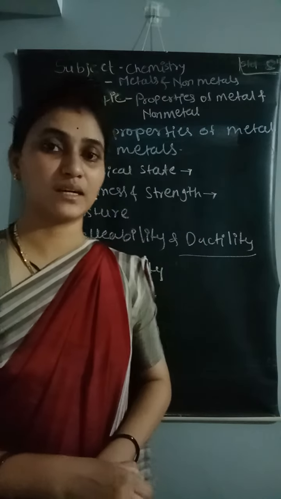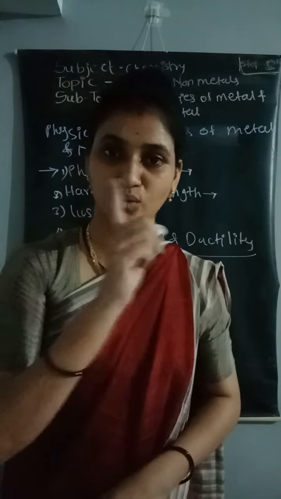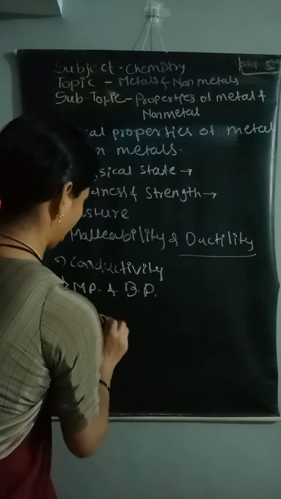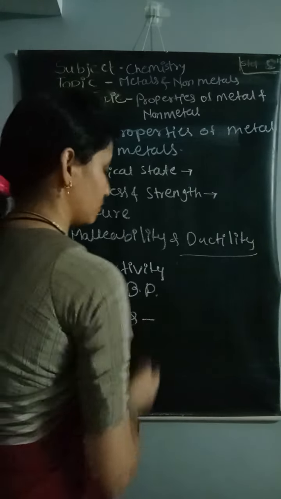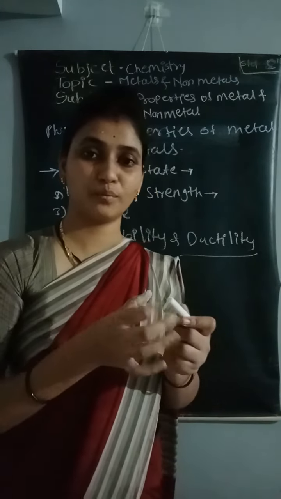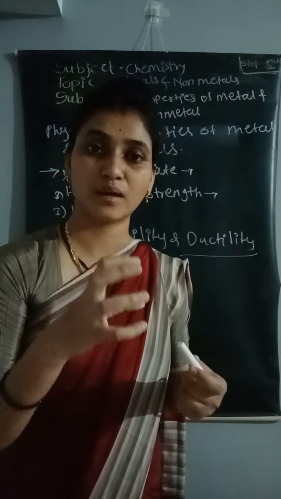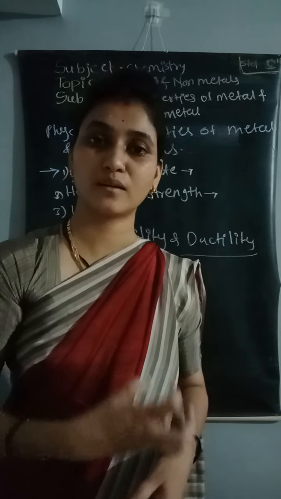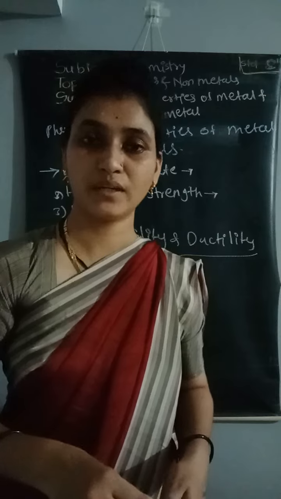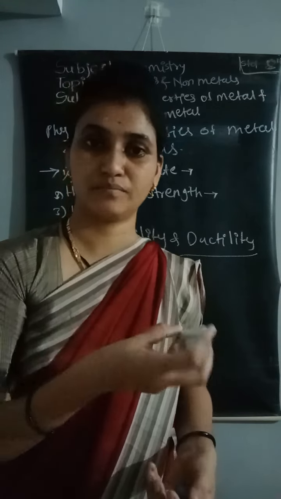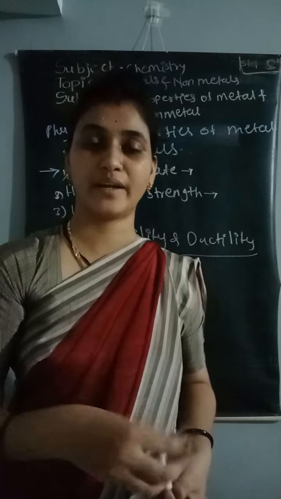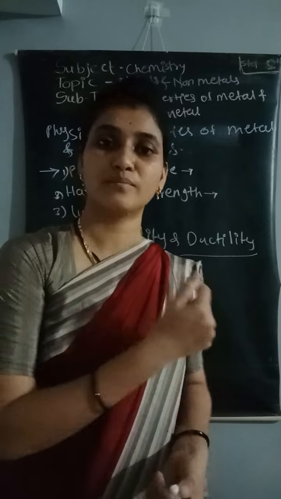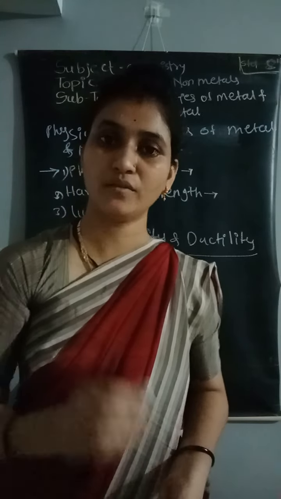After that, we will study another property, that is sonorous. What is meant by sonorous? If you beat something, it will produce some sound. By beating metals, they give some sound. But by beating non-metals like graphite or coal, they won't give any sound. That is the property. Metals are sonorous, having the property of sonorousness.